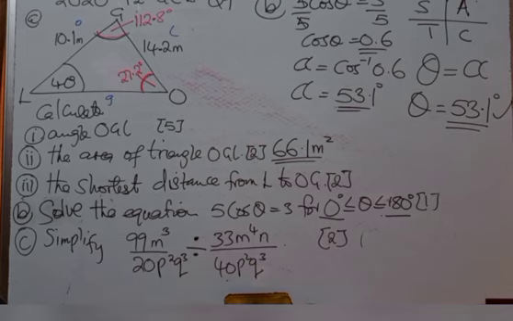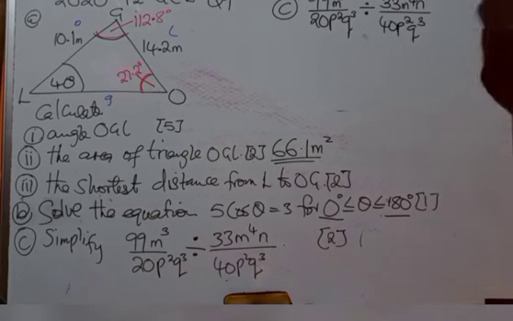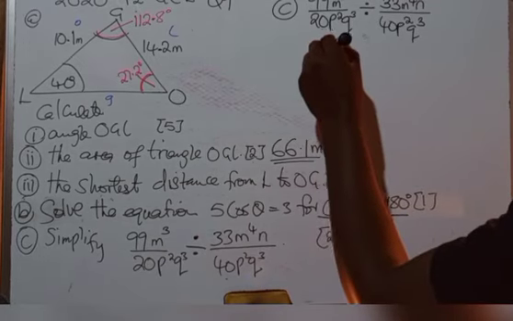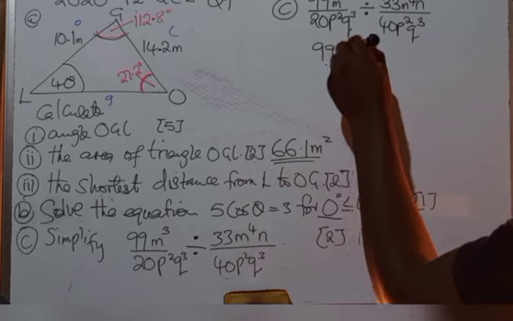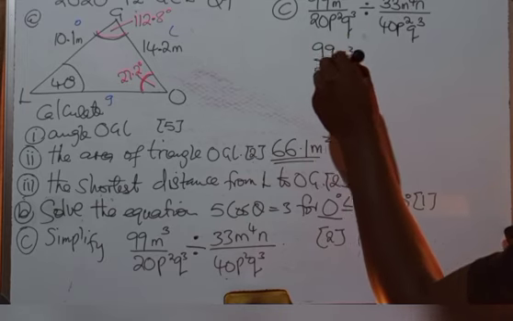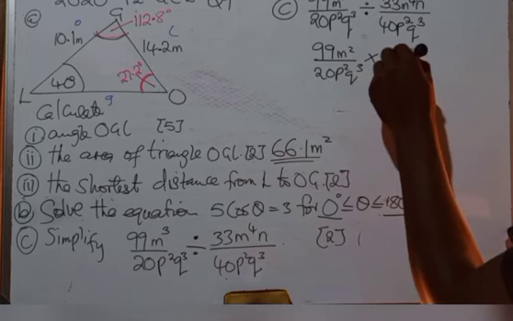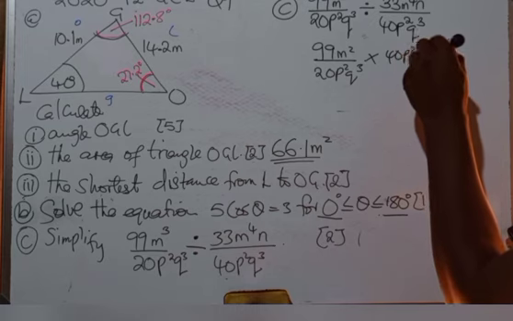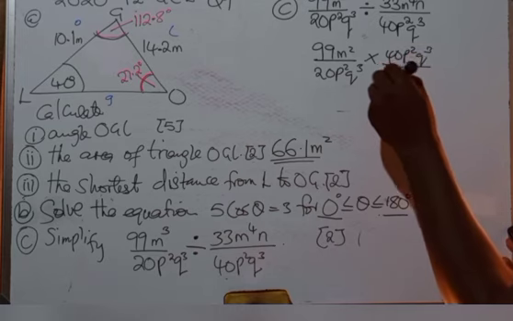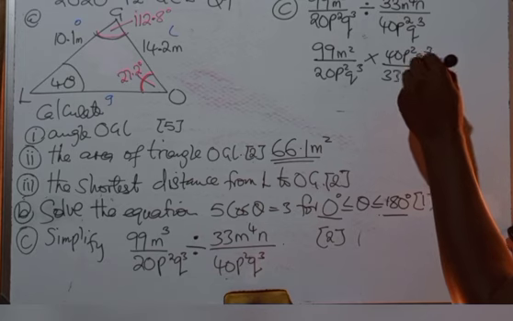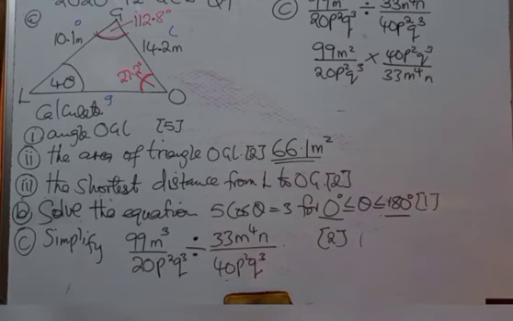Let's go to question number C. Question number C is all about simplifying. So this is what we have. As usual, because there's a division there, we are going to change it into multiplication. So we have this, multiplied by 40 p squared q to the power 3 over 3m to the power 4 and n. So what do we do now?